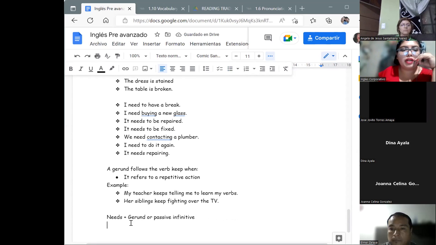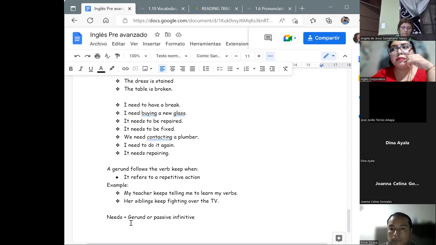And when you are going to use needs with a gerund or with passive infinitive, it's just a way in which we can write those sentences. But one thing that you need to keep in mind is that both structures are going to mean the same thing. So it's just that we can have options when we are expressing something, but they mean the same thing. It's like having two ways to write the same idea, with the same meaning when you are expressing the solution to your problems.